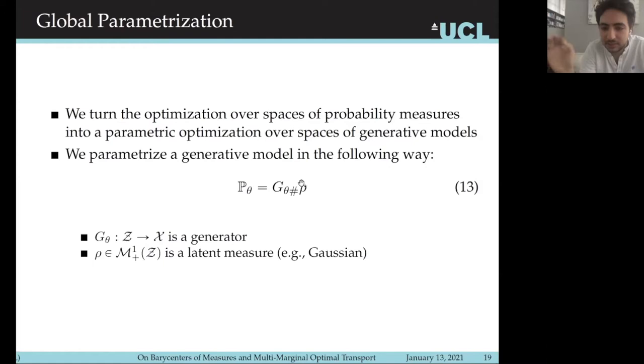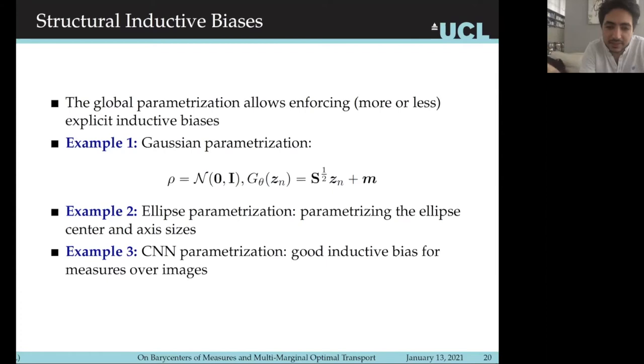Importantly, doing that allows us to enforce inductive biases in the solution we're trying to find, and that allows scaling in high dimensions, because if we have structural knowledge on the optimum, on the barycenter, then we can enforce this and scale with dimensions. So it's not a miracle solution that alleviates the curse of dimensionality in all cases. It's just that it allows, when there is structural knowledge that is known, to help optimization. So for example, to give a few examples, let's say we want to compute the Wasserstein barycenter of Gaussians, which we know is a Gaussian.